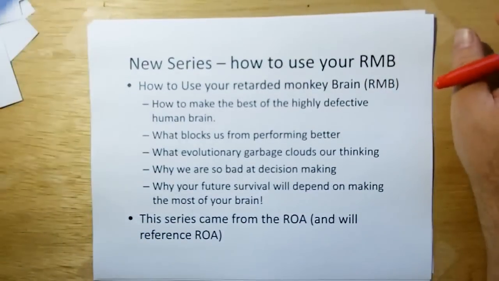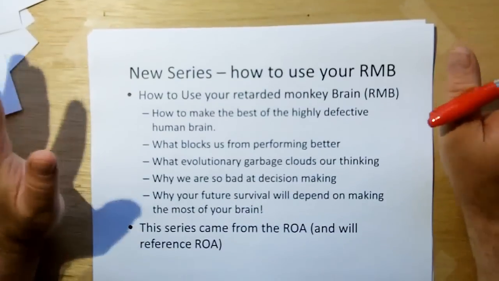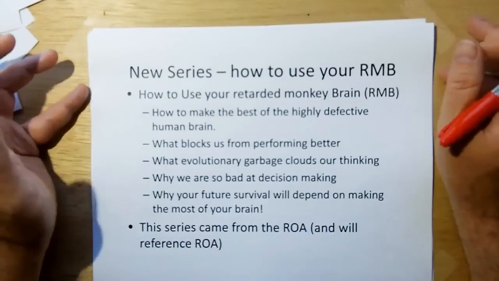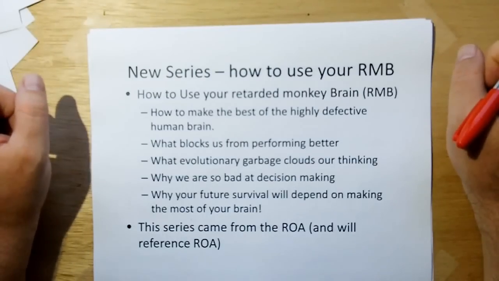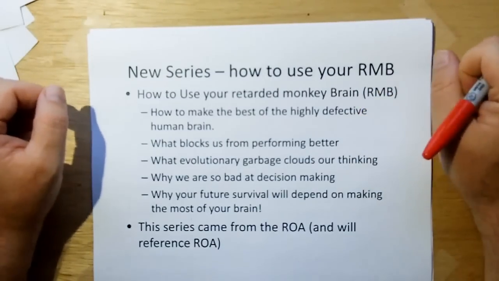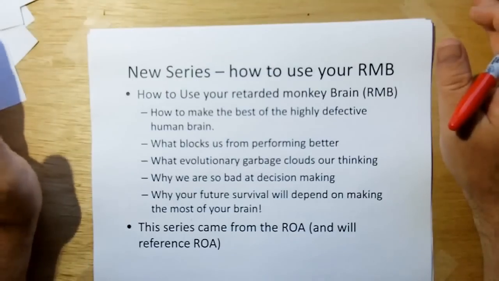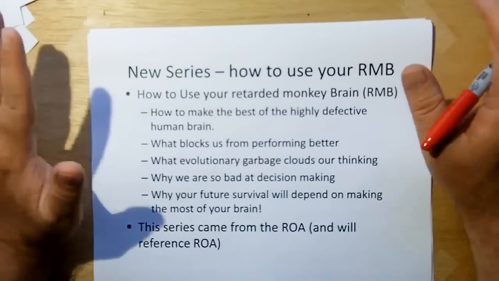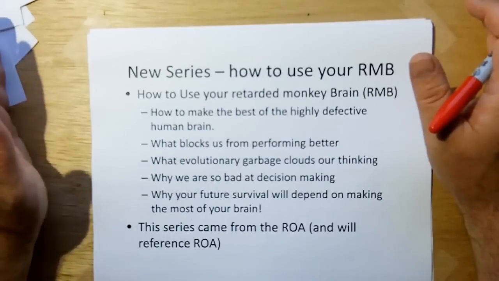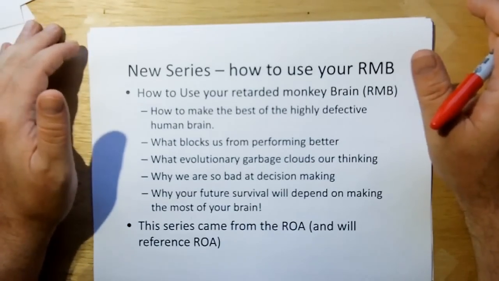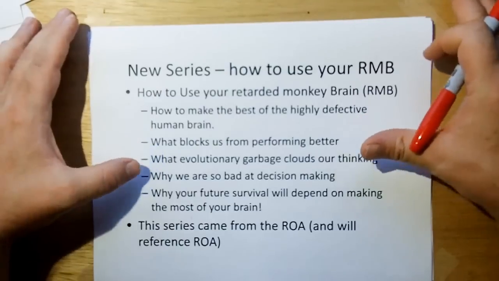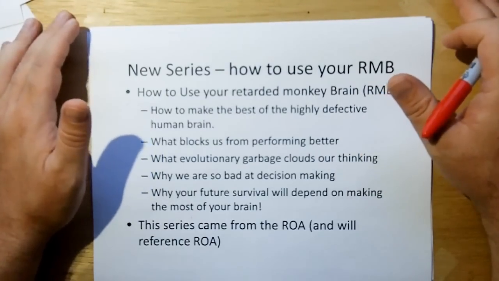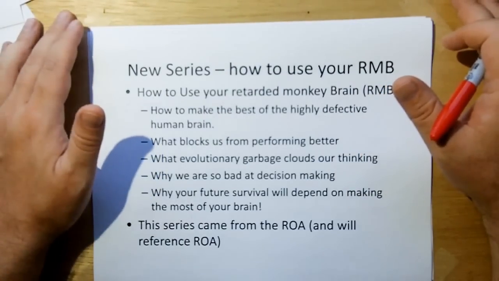And a new series. I've got enough people that pretty much said they're interested in how to improve, use your mind. Well, the new series is how to use your retarded monkey brain. How to make the best of the human brain, which is highly defective. I mean, it really is. I can show you examples of the stupid things humans do. War for one of them. And what blocks us from performing better. What evolutionary garbage clouds our thinking. Why we are so bad at decision making.